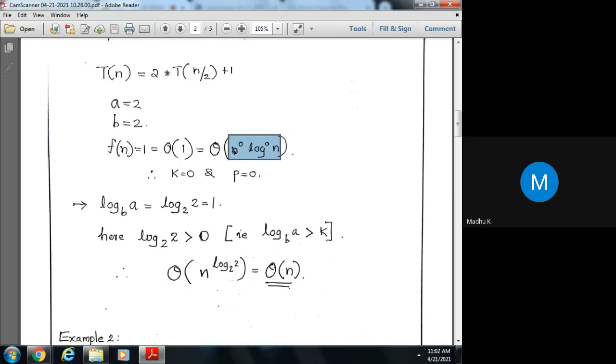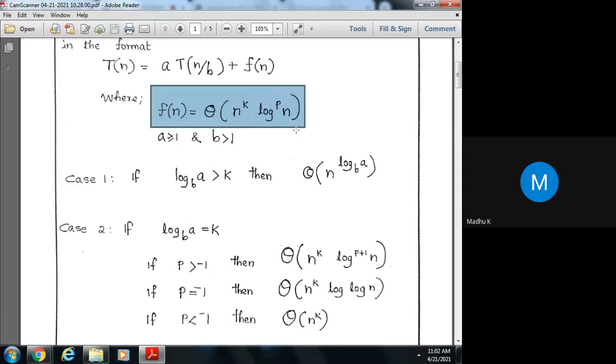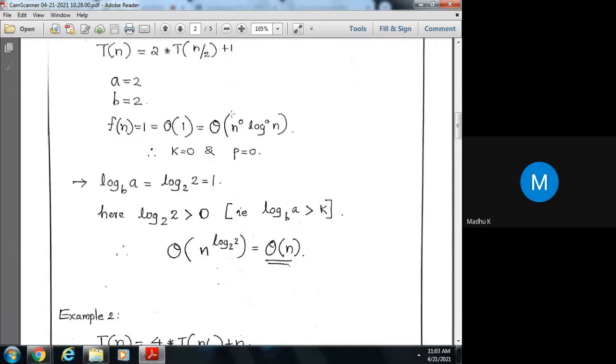It's possible, because we are converting 1 into our general format. What is the general format? F of n is equal to this. So 1 is converted to the general format, and we will get theta of n raised to 0 log base b power 0 n. From this equation we will get the value of k and the value of p.